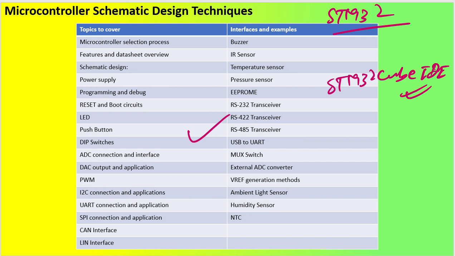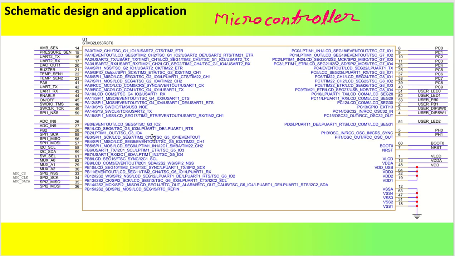All right, so let us try to understand the microcontrollers. This is the microcontroller symbol that I have designed, and as you can see, I have categorized all the pins port-wise. So PA0 to PA15, then PB0 to PB15, and similar to that PC0 to PC15.